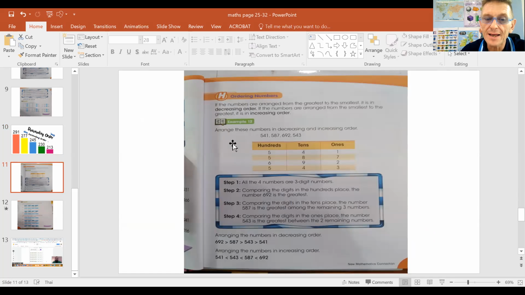So, arrange these numbers in decreasing and increasing order, okay? So we have 541, 587, 693, and 543, okay? If you arrange them in decreasing order, you should get 692, 587, 543 and 541. That means the numbers are going down. If you arrange the same numbers in increasing order, 541, 543, 587 and 692. So you're going up. You're in ascending order or increasing order.